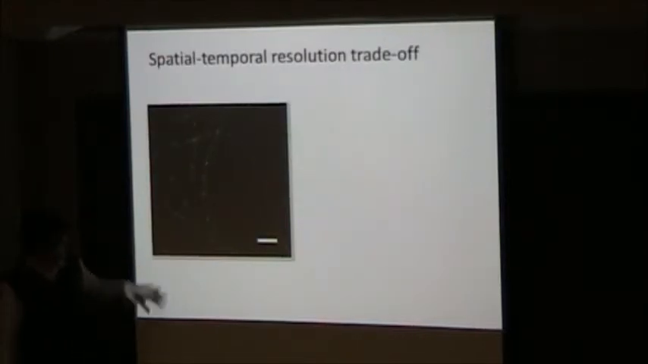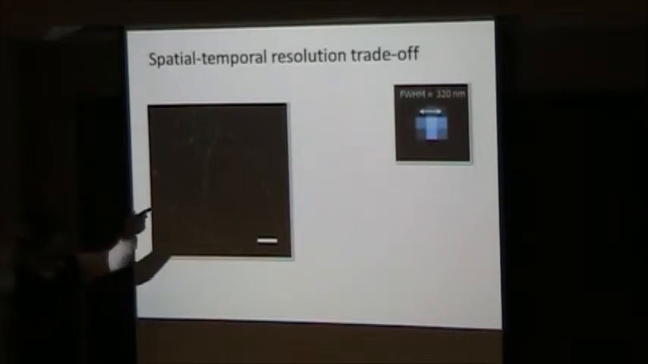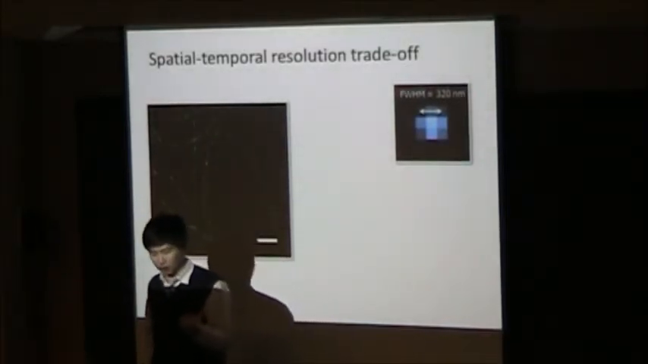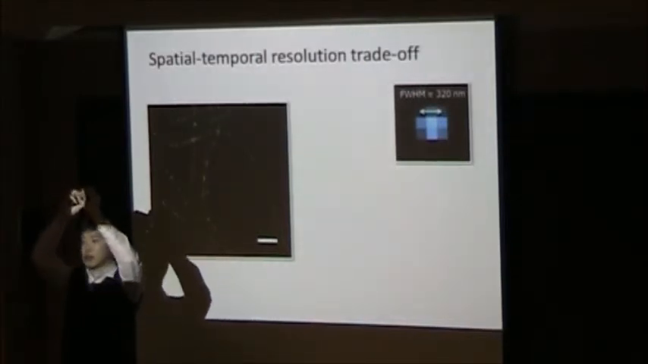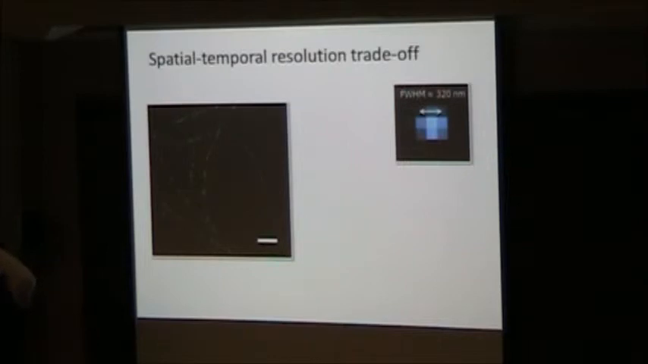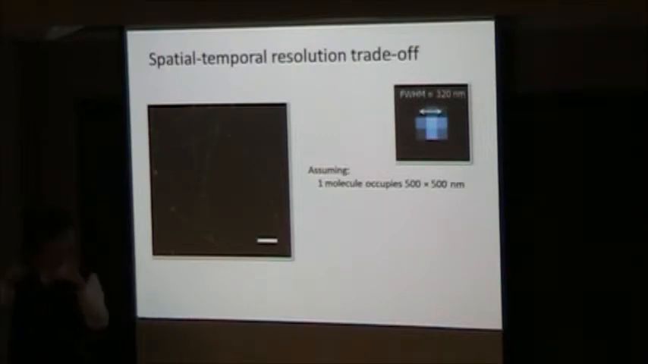So come back to our live STORM imaging. We have our single molecule image. Because we're using Dronpa, the full width half maximum is about 320 nanometers. And because we want to do single molecule imaging, we don't want two molecule images to overlap. So we have to set them fairly sparse. Supposedly, let's do some very simple calculation. One molecule occupies a 500 by 500 nanometer area.